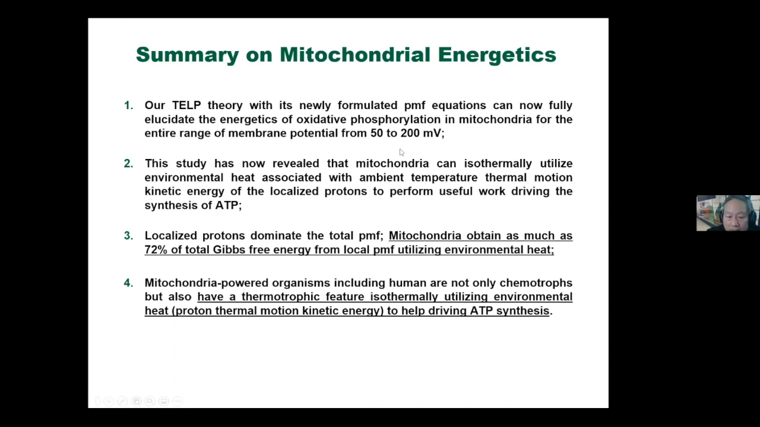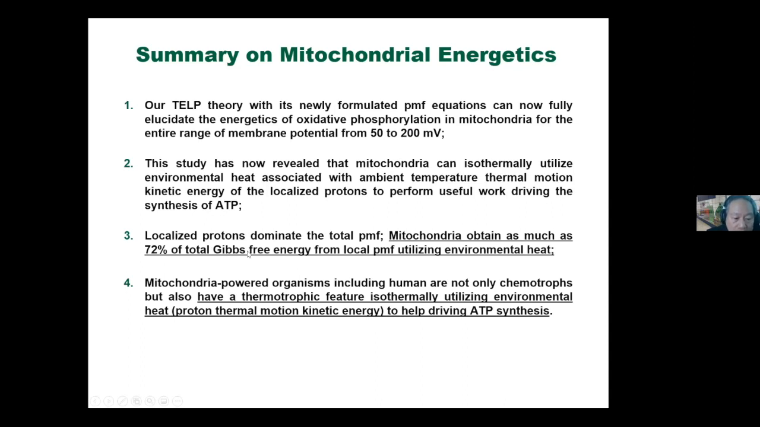You know, for the whole membrane potential. This study has revealed that mitochondria can isothermally utilize environment heat energy, with ambient temperature, in their case 37 C, of the thermokinetic energy of the local proton to perform useful work, drive ATP synthesis, convert part of the heat energy. Of course, some of the energy came from chemical energy as well.